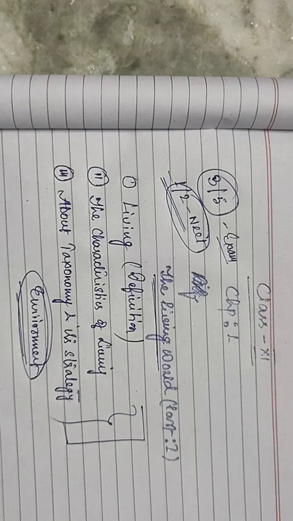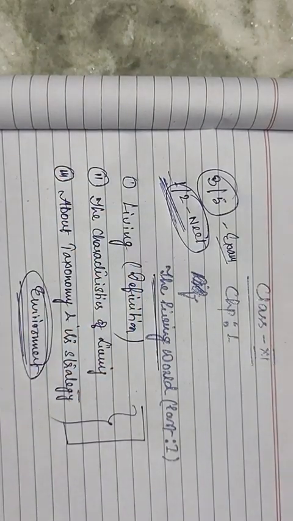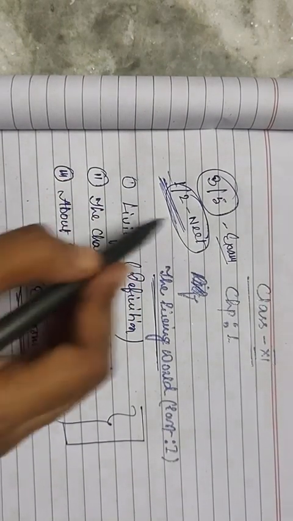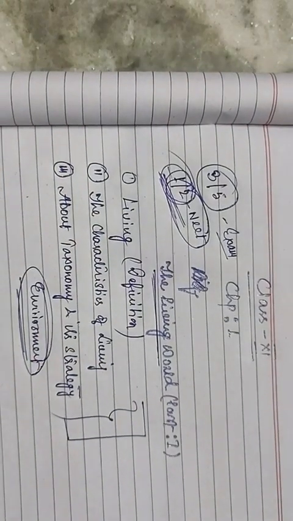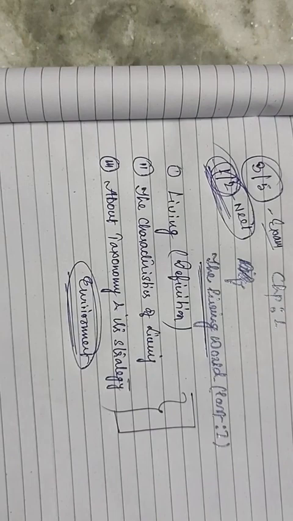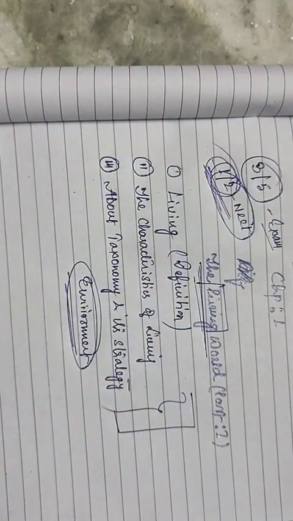Clear? So a total of 3 to 5 marks question may come in your school examination from this portion, and 1 to 2 marks question will come in your NEET examination, but these marks will vary year to year. Before starting, you should know first what is the meaning of the living, because the chapter's name is the living world.